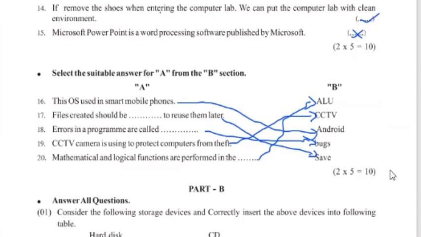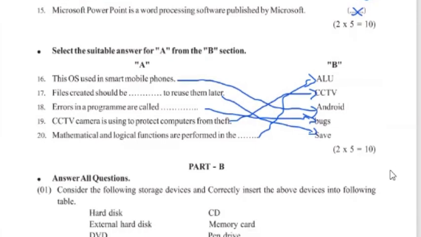So when we go to the next one, you should match the correct word. This OS is used in smart mobile phones. The correct answer is Android. Files created should be saved to reuse them later. The correct answer is save. Errors in programs are called bugs. A CCTV camera is used to protect computers from theft. It should match as CCTV.